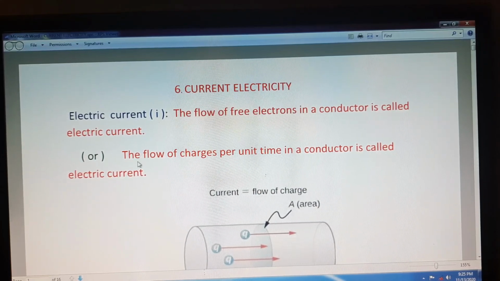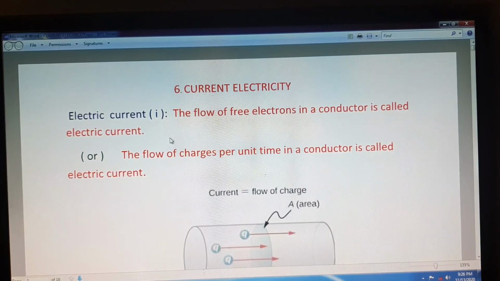Questions. The next topic is current electricity. In this chapter we have to discuss electric current and also the resistors and combination of resistors. Next one, color code of resistors and Wheatstone bridge circuits. Then the last one is potentiometer and problems on current electricity.